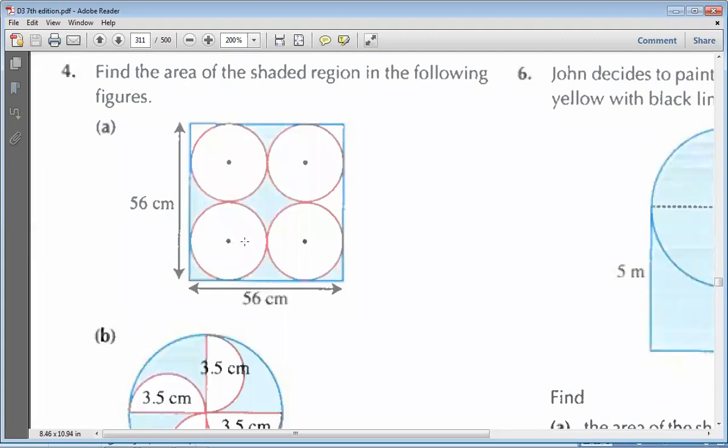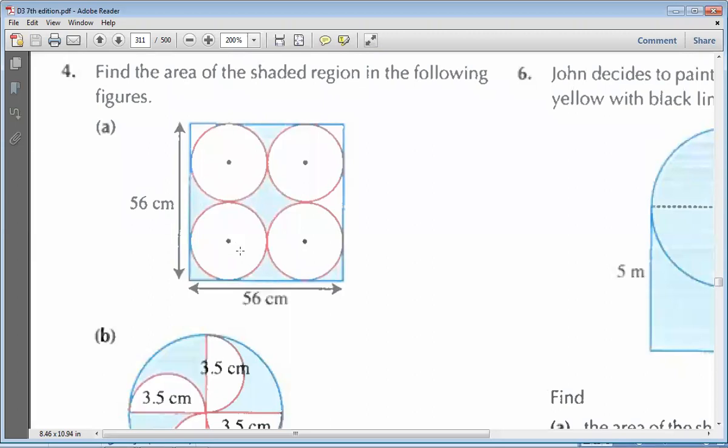And here we have 1 radius, 2 radius, 3 radius, 4 radius. So this length is totally 56 and there are 4 radius in this length. So 4 radius is equal to 56. So 1 radius will be 56 divided by 4. So this is how you will find the radius of this circle.